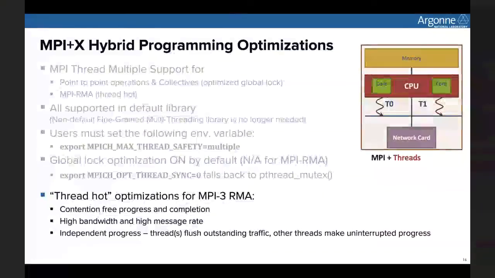So the thread hot optimizations for MPI-3 RMA enable contention free progress and completion. This in turn enables high bandwidth and high message rate. So the different threads could be making independent progress. A thread could flush the outstanding traffic so that the other threads can make progress.